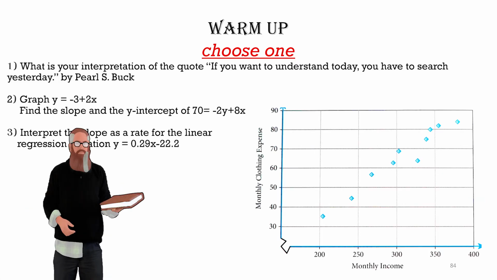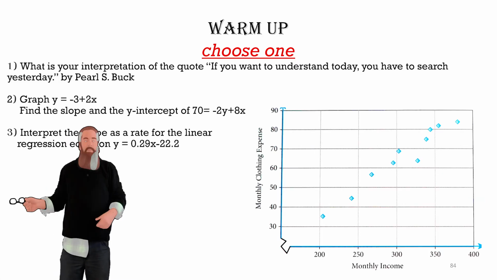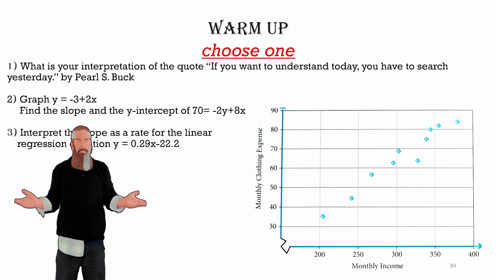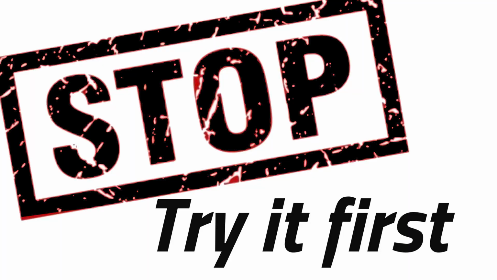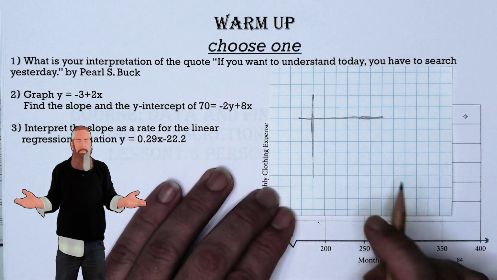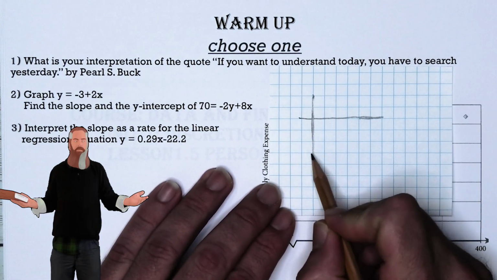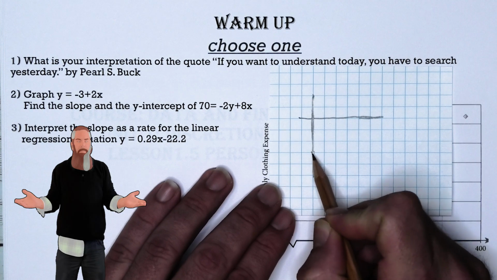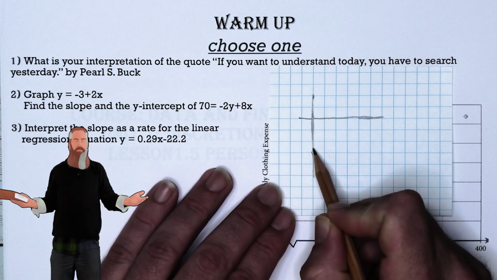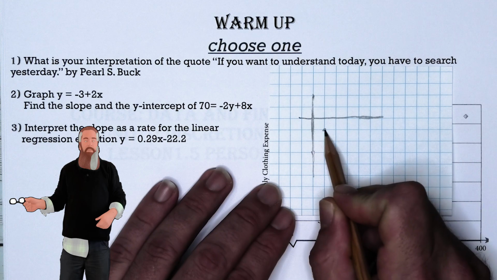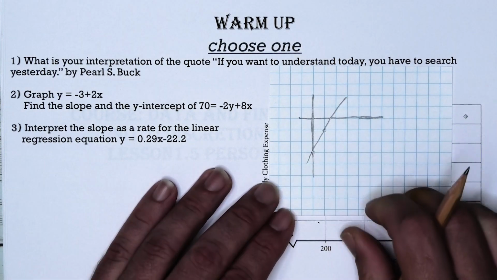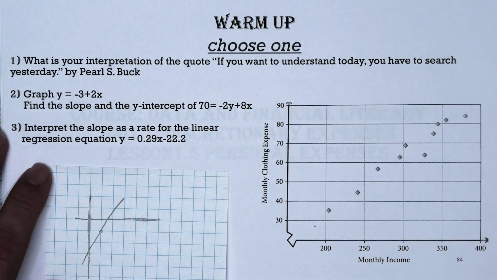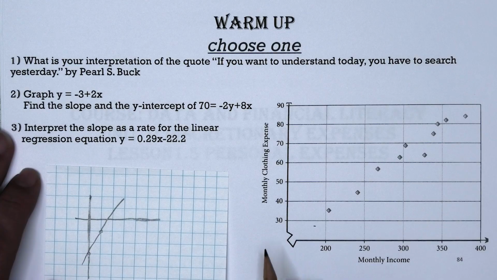Let's make sure we're ready for this by taking a look at warm-up number 2. First, we need to graph y is equal to -3 plus 2x. So by having a graph, we come down 3 from the origin and place our first point. From there, we can travel up 2 and to the right 1, given the slope is a 2, and now we have it graphed. Now we need to find the y-intercept of 70 is equal to -2y plus 8.